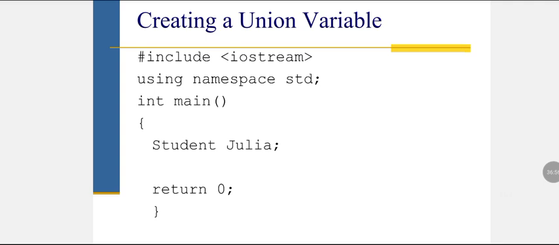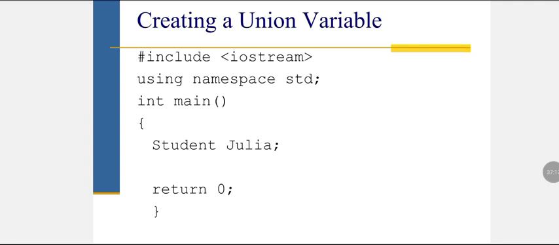Now you can see function int main. We have the student, then we have Julia. The student is the union, then we have our variable name, that is Julia. Then return 0, it terminates, then execute.